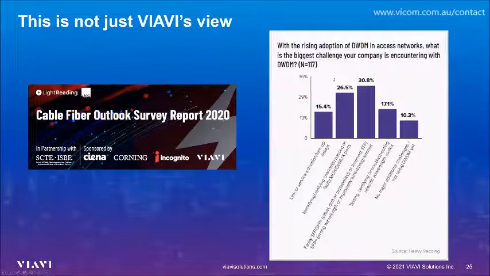An extract from this: there was a question in the survey that read, with rising adoption of DWDM in access networks, what is the biggest challenge your company is encountering with DWDM? There were 117 respondents. And as you can see here, the top one was a faulty SFP, SFP plus, where it could have been offset or a channel drift or mislabeled or an incorrect SFP altogether, right? So 30.8% responded that this is their number one problem. So there you go.